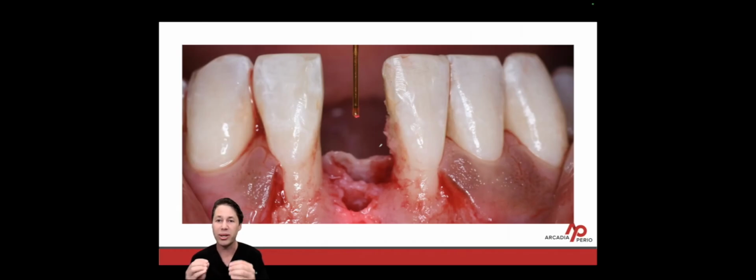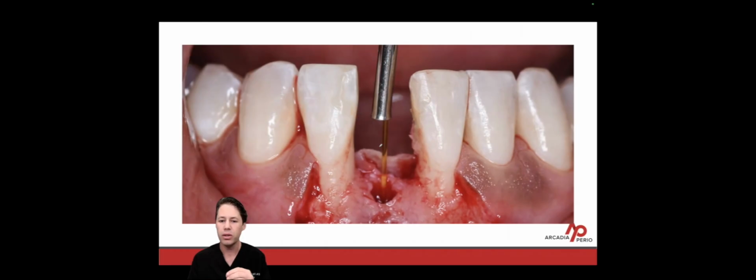The other thing that we're going to do is we're going to decontaminate that osteotomy with the Nd:YAG laser. Again, just a standard protocol when it comes to implant placement at Arcadia Perio. So here you can see the Nd:YAG laser doing the decontamination within the osteotomy.